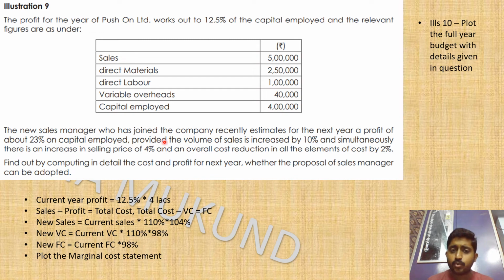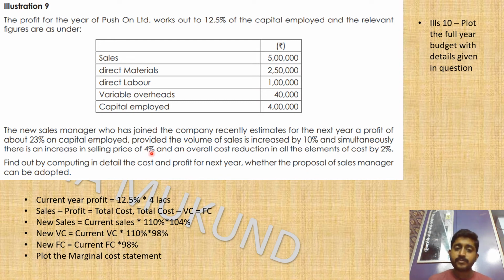The new sales manager who has joined the company recently estimates for the next year a profit of 23% of capital employed. So the new sales manager has come in, and he is saying from 12.5% in the current year, for the next year we can improve it to 23% of capital employed, provided the volume of sales is increased by 10%, and simultaneously there is an increase in selling price of 4%. So the sales manager suggests to increase the profit from 12.5% of capital employed to 23% of capital employed.